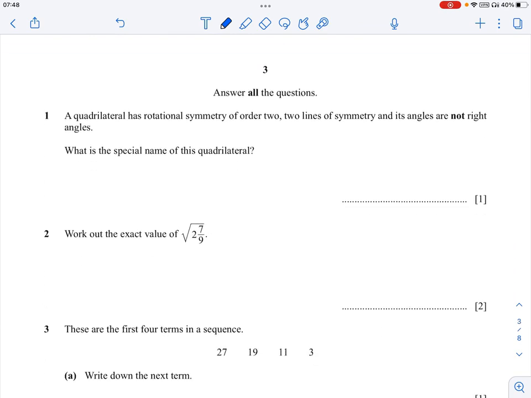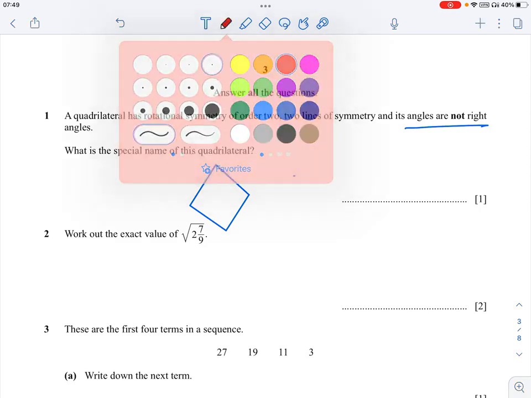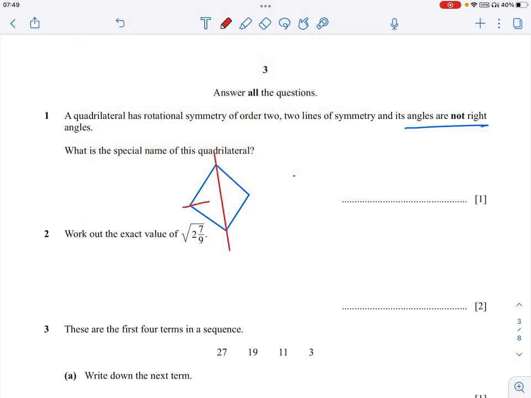A quadrilateral has rotational symmetry of order 2 and two lines of symmetry. Angles are not right angles, so it has to be a rhombus. So I'm trying to draw a rhombus over there. Rotational symmetry of order 2 means when I rotate 90 degrees it doesn't look the same, 180 degrees it looks the same, 270 it does not look the same, and 360 it is back the same way. It should have two lines of symmetry. You can see this is one line of symmetry and another line of symmetry, and all the angles are not 90 degrees, so it has to be a rhombus.